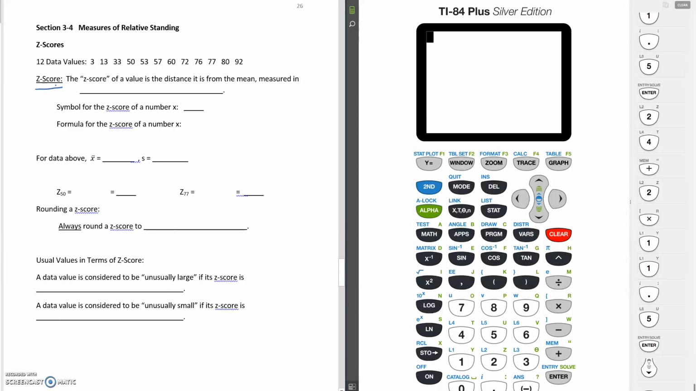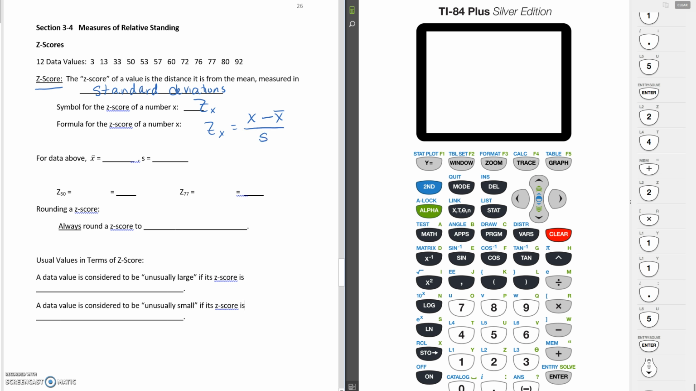So the z-score is a score for each individual number. The z-score of a value is the distance that data value is from the mean, measured in standard deviations. So we're saying how many standard deviations is this from the mean? And this will be a positive or a negative number, and a relatively small number. The symbol for the z-score of x is z of x. In the formula, you take the x value, you subtract the mean of the data set, and you divide by the standard deviation.